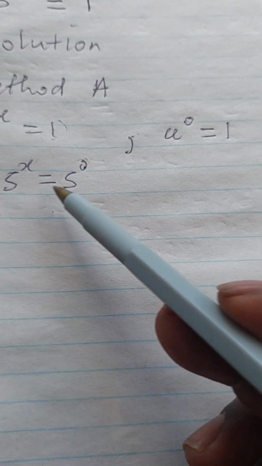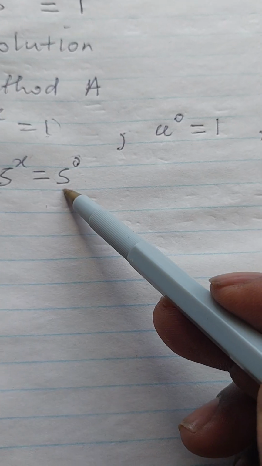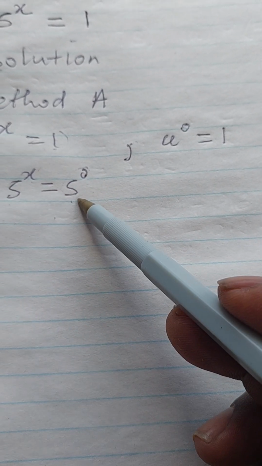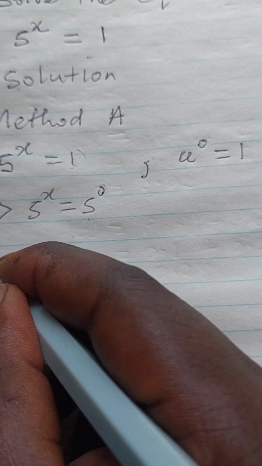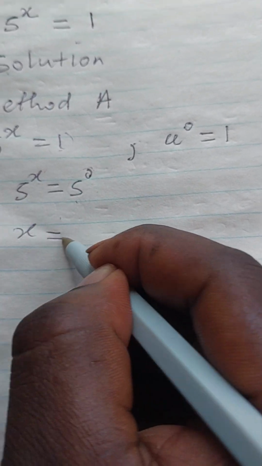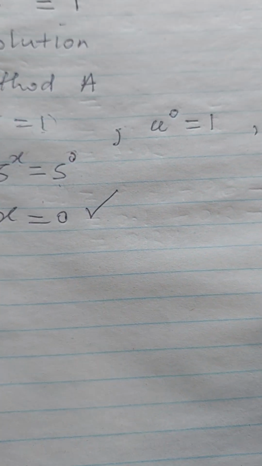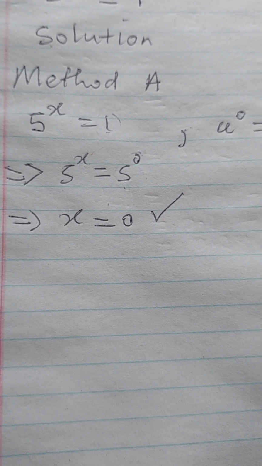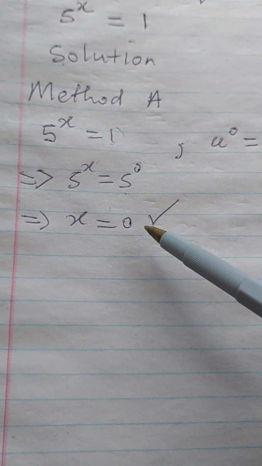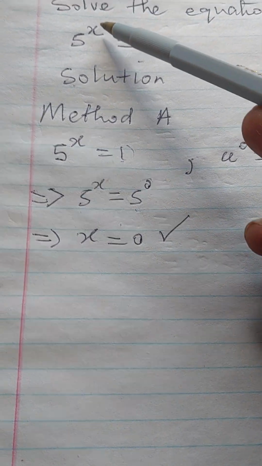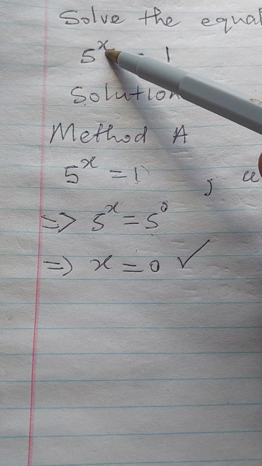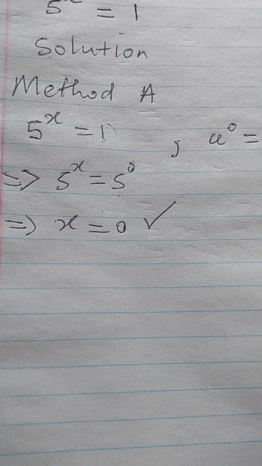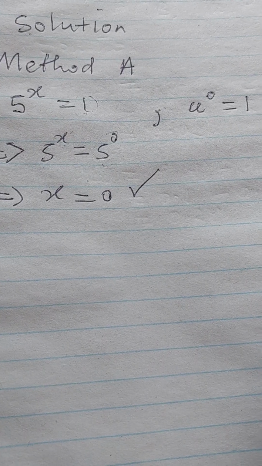So now, since the bases are equal, this is 5, this is 5, we can simply equate powers. Because the bases are equal, x should be equal to 0. This is our solution. If we want to check, we substitute 0 into the original equation. 5 to the power 0 is equal to 1, so we are happy with that. So we have obtained that x is equal to 0.